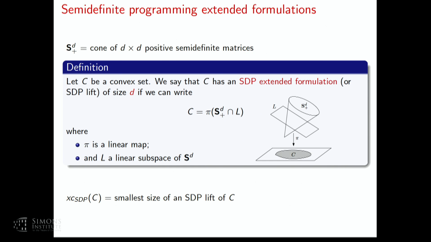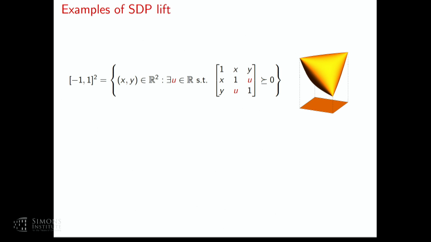Note that this is a generalization of linear programming lift. If your subspace L here is included in the subspace of diagonal matrices, then what you get upstairs is a polyhedron, and so you essentially get an LP lift. So the LP extension complexity that Thomas talked about is always greater than or equal to the SDP extension complexity. Okay, so is the definition clear? Yes. Okay, so let's look at a very simple example of an SDP lift of a convex set.